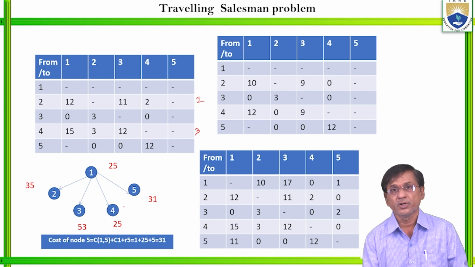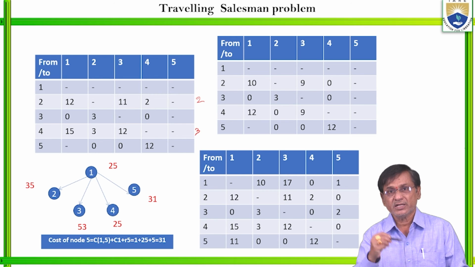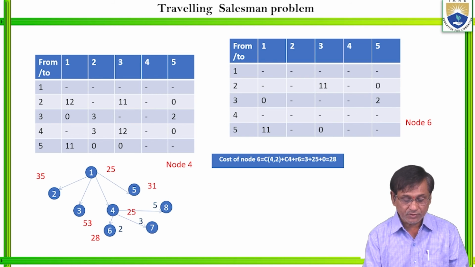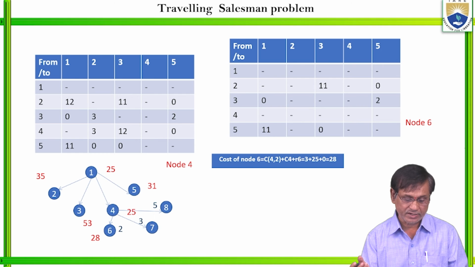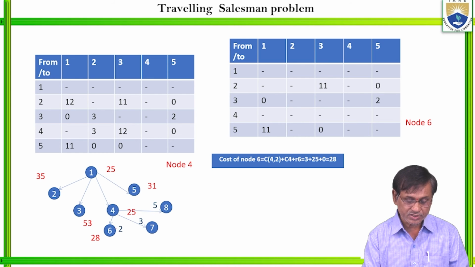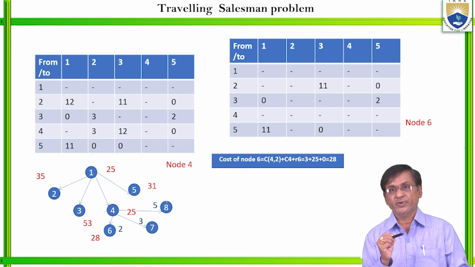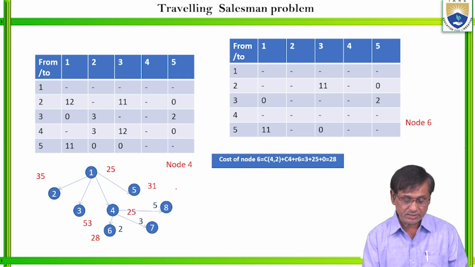After selecting the node 4, he has to find out what are the routes available. That is 4 to 2 and 4 to 3 and 4 to 5. There are 3 routes available. So the node 6 corresponding to the 4 to 2 route, node 7 corresponding to 4 to 3, node 8 corresponding to 4 to 5. So these 3 are available. So we have to calculate the cost again: node 6, node 7 and node 8.